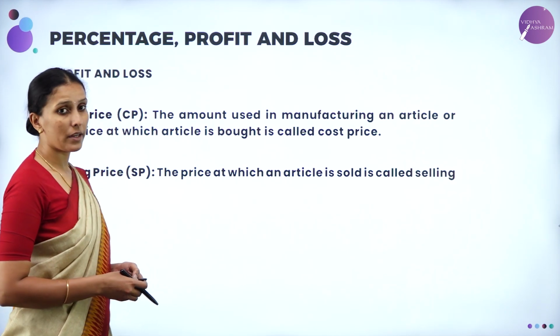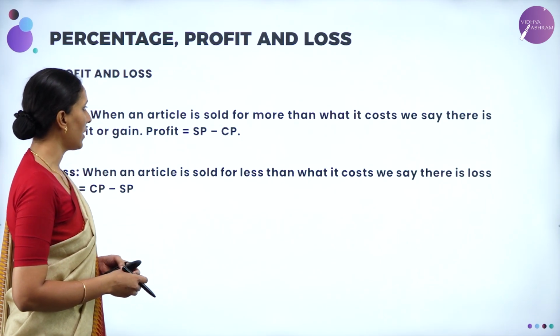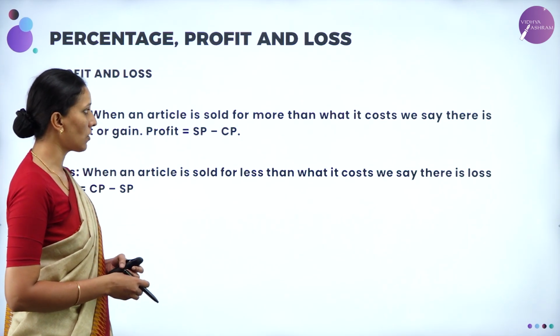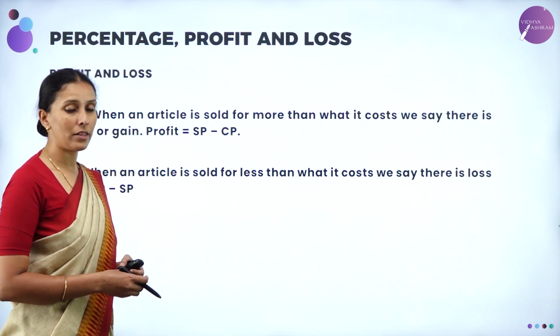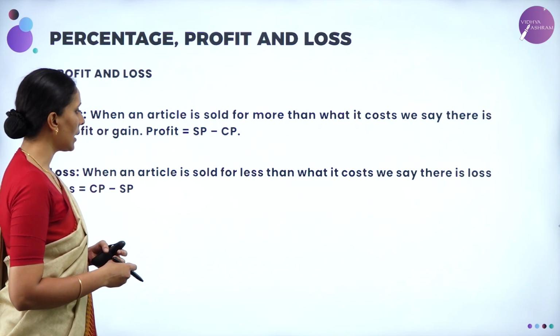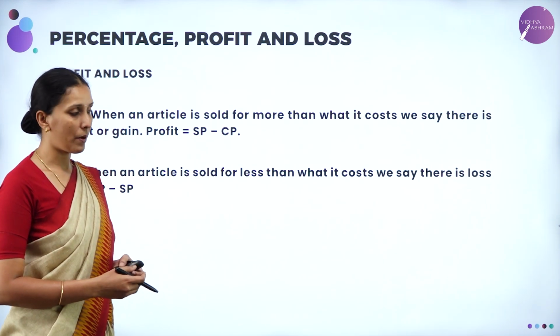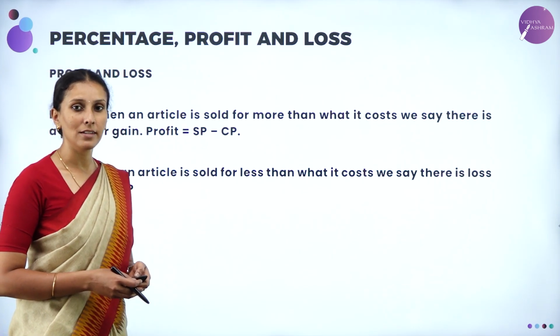When we are discussing profit and loss, profit is always the selling price minus cost price. That is when an article is sold for more than what it cost. When it is sold for more than the cost price, obviously we say it is a profit. And if an article is sold for less than the cost price, we call it a loss. And loss is given by cost price minus selling price.